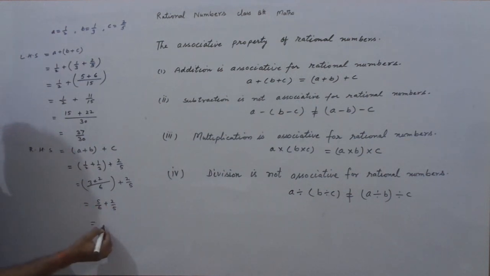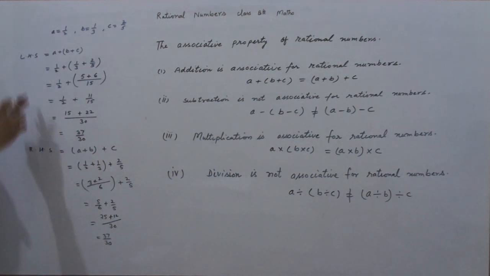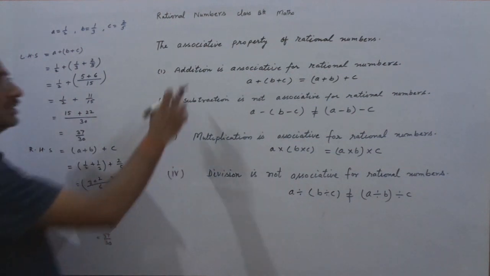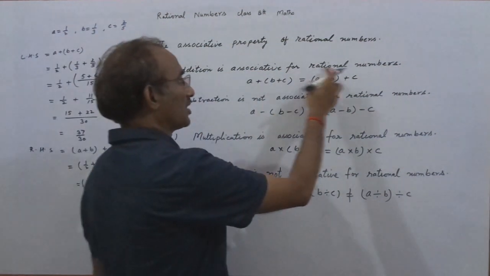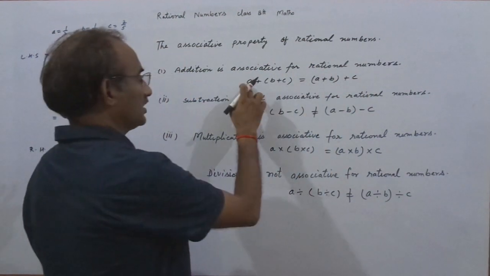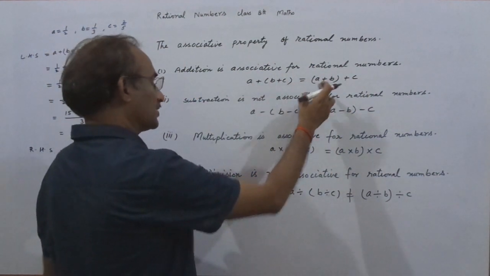Taking LCM of 6 and 5, we get 30. 6 times 5 is 30. 5 times 5 is 25 plus 5 times 6 is 30, so 6 times 2 is 12. So we get 37 upon 30. The value of left hand side and the value of right hand side both are equal. So we can say that addition is associative for rational numbers, that is (a + b) + c equals a + (b + c).